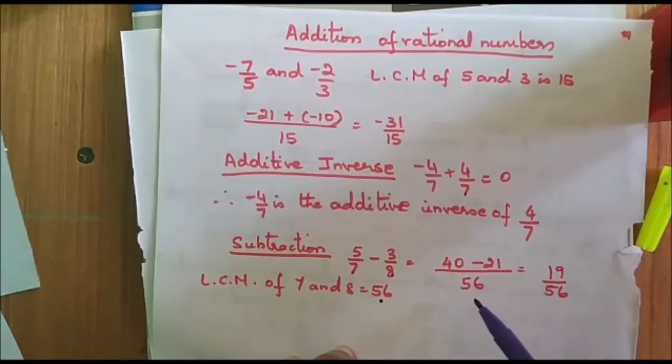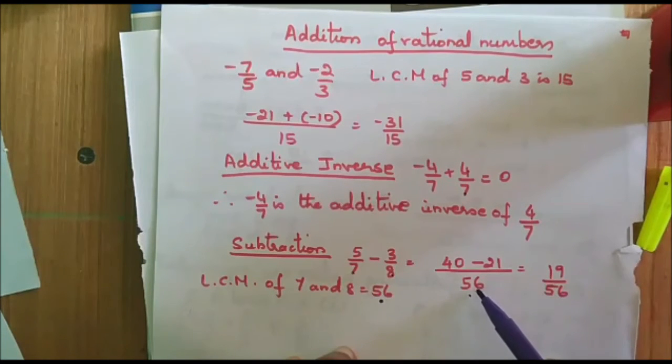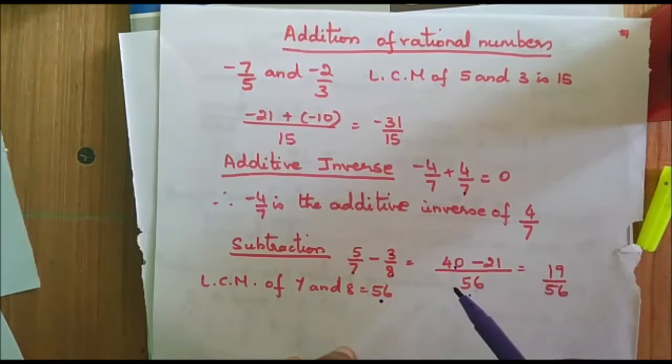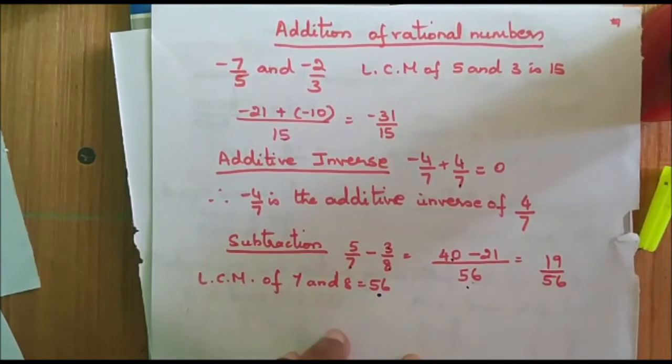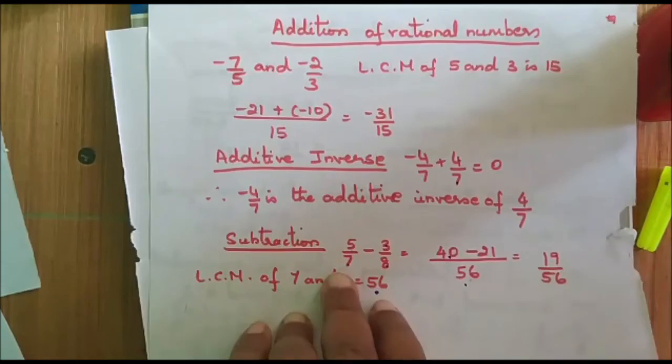So when I take 56 as the denominator, 7 goes in this 8 times. So 8 into 5 is 40. 8 goes in 56 7 times. 7 into 3 is 21. It is a minus, so it is 40 minus 21, which is 19 by 56. So this is how we subtract two given rational numbers.